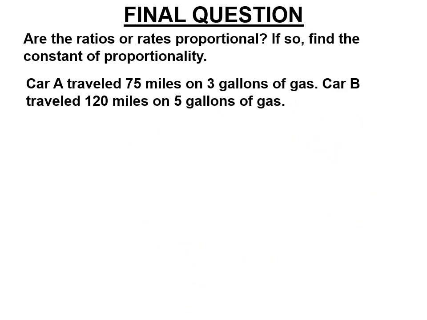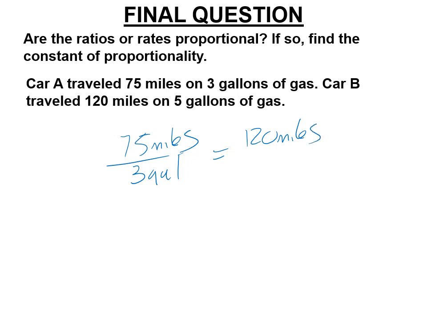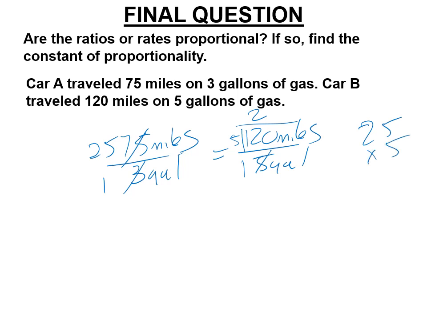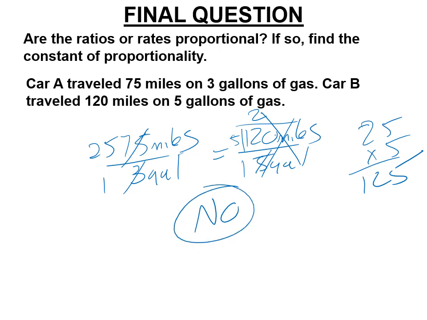All right. Car A traveled 75 miles on 3 gallons of gas. Car B went 120 miles on 5 gallons of gas. Well, 3 goes into 75 25 times. 5 goes in twice. I'm doing a little division there. And then 2 left. Oh, this is 24, right? 25 times 5 is 125, not 120. So no, these are not proportional. There is no constant of proportionality. Good luck on the homework.